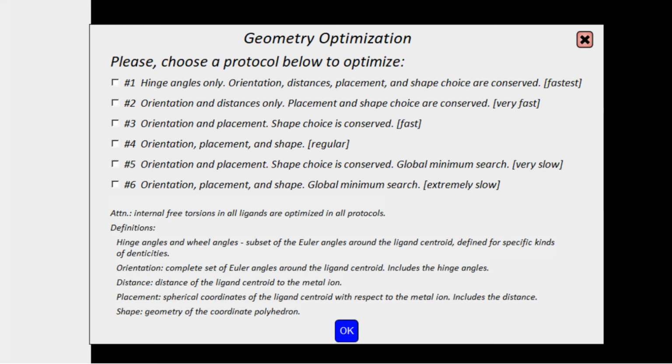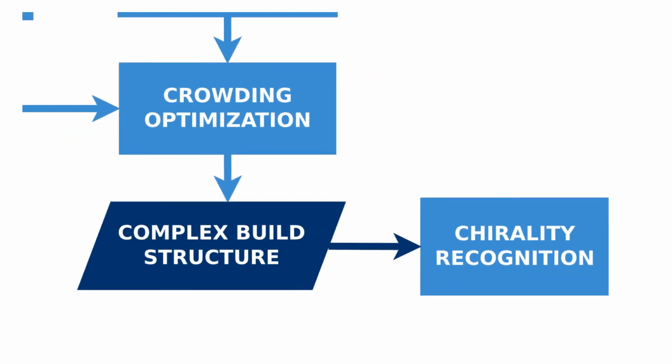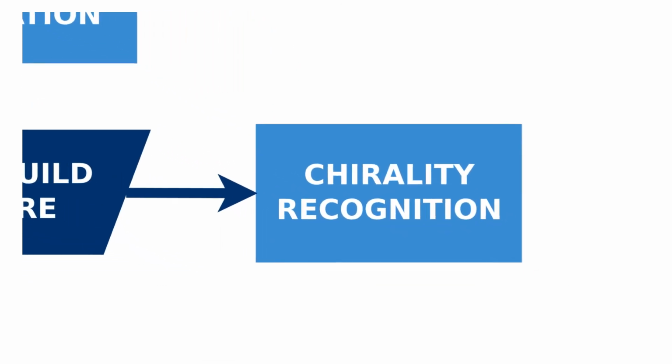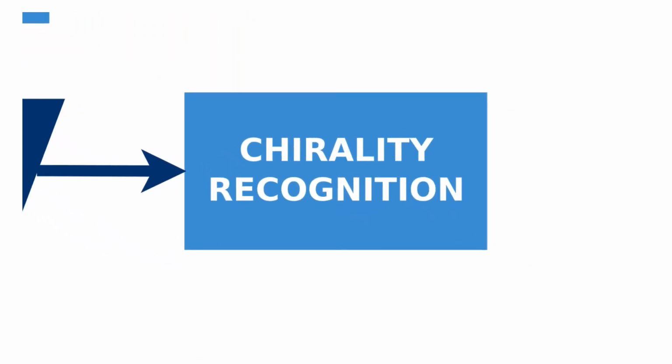For example, internal free torsions are always optimized for all ligands in every method. On the other hand, hinge angles, together with wheel angles, will not be available for complexes without predefined shapes. Once we have the final geometry, even when the shape is not predefined, coordination chirality can be recognized by the algorithm.